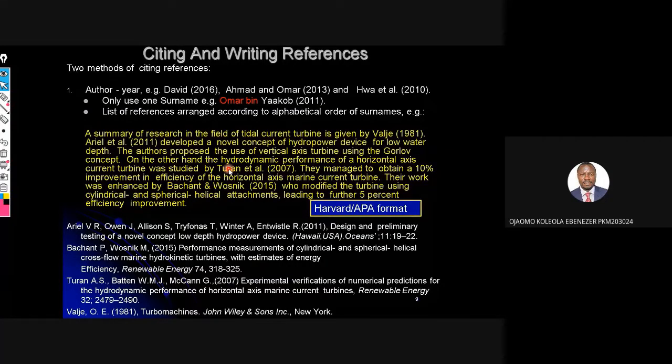Sir, I want to ask questions on this author-year method of referencing citation. I used to see one, David 2016, sir. Can it be written together in brackets with a comma? I used to see it also in papers and journals, written together inside the bracket, like David 2016, and the comma will separate them.